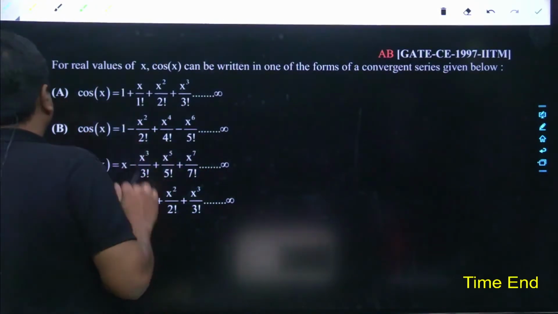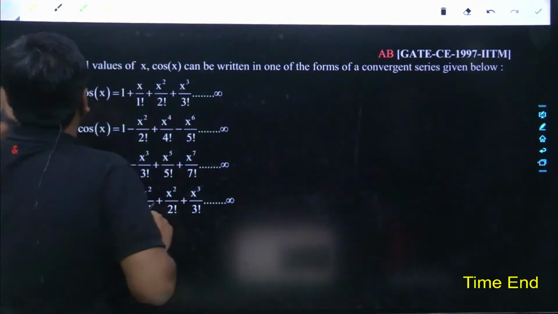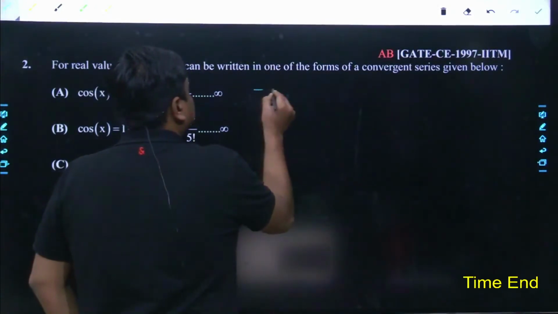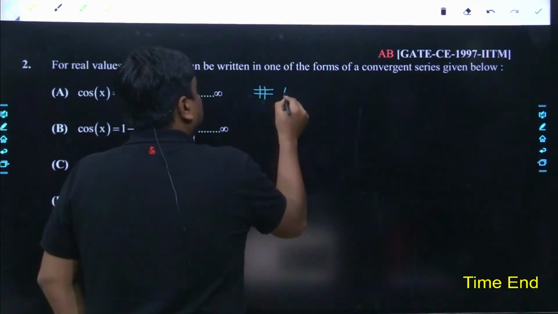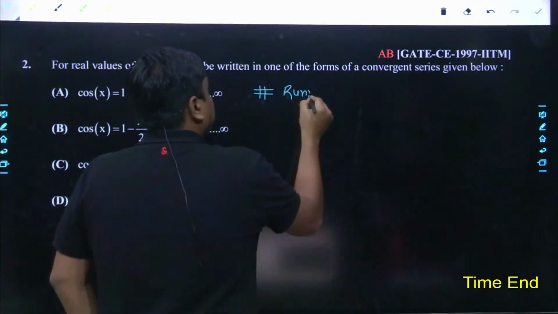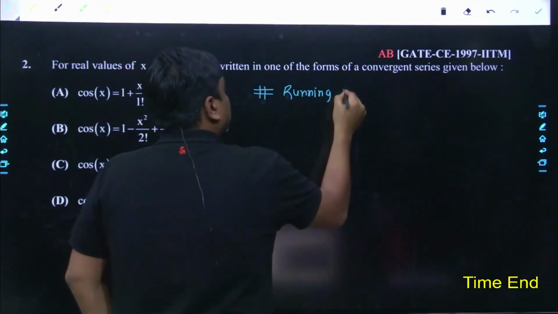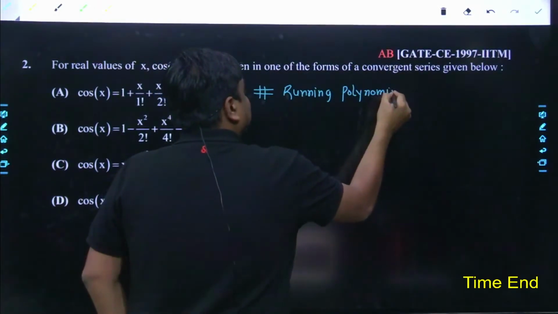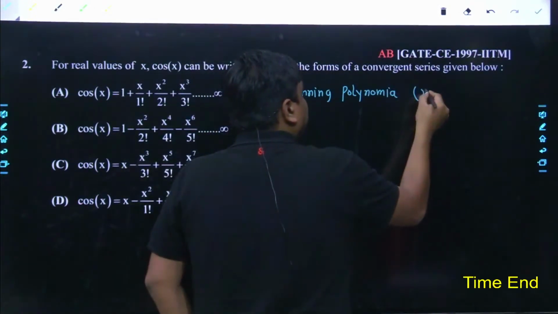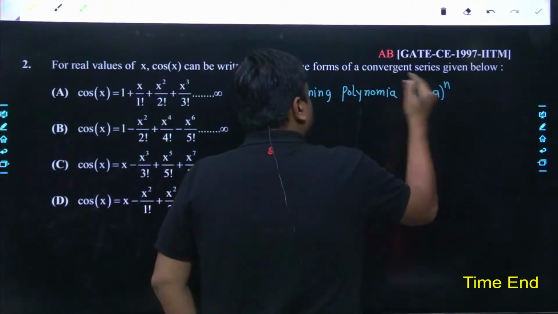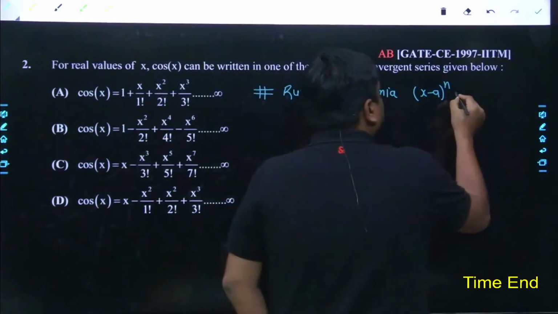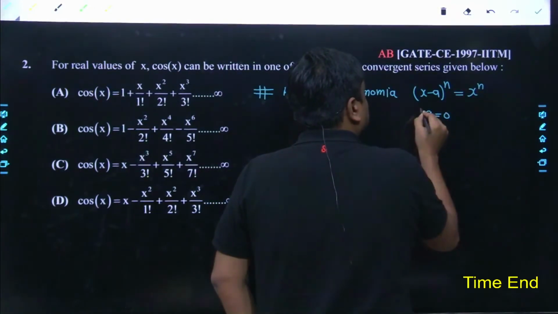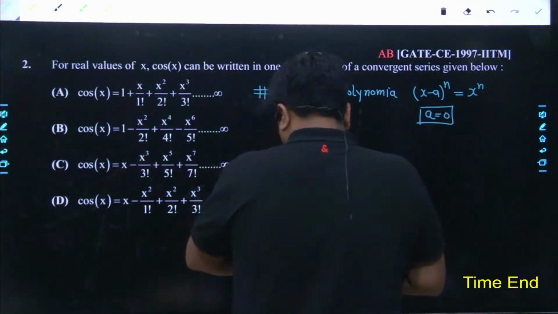But still, things have been pretty clear that the approximation is being taken at x is equal to 0. So what had been my basic understanding? My basic understanding states that all of the running polynomial in these four options carries the component of only x. If I compare (x minus a) to the power of n, where n used to be 1, 2, 3, it has always been x to the power of n. Virtually speaking, a is 0. So this is my basic approximation.